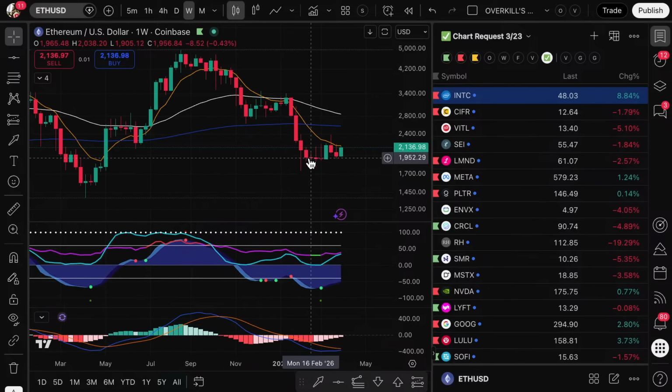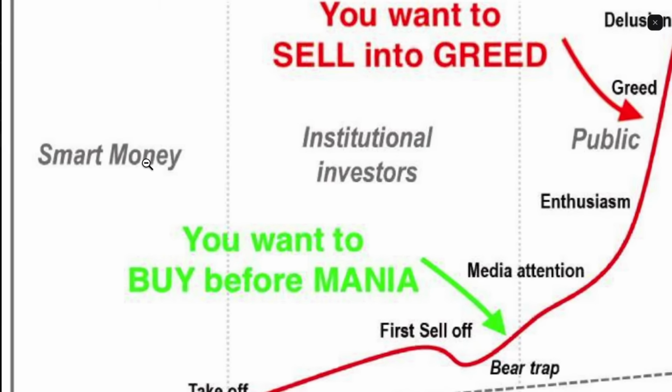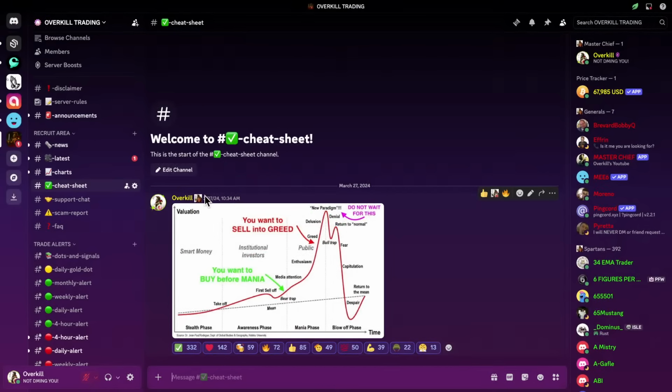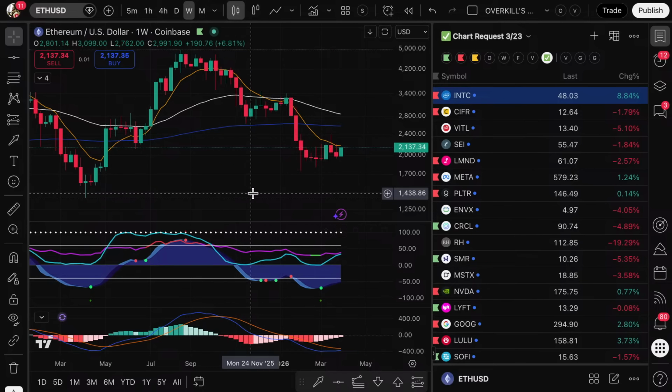So the fact that we're just going sideways here on Ethereum, you've had 9 weeks to just buy more, buy more, buy more. That's why they call this the stealth phase, or the smart money phase. Smart money's buying a little bit every day, every week, continuing to add. And then when this comes, and we come back up here, this is where we're going to cash out.